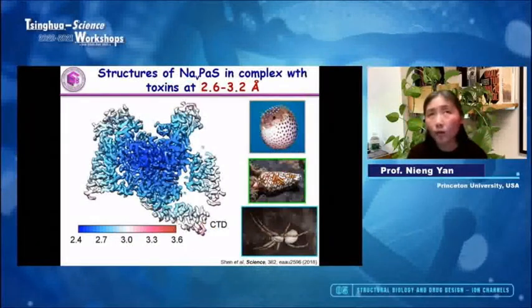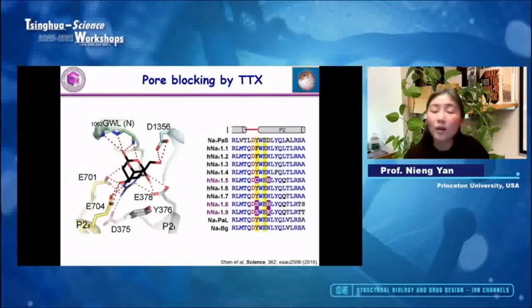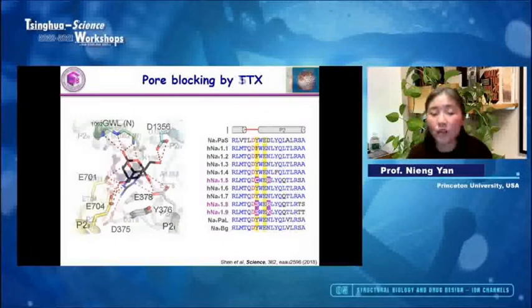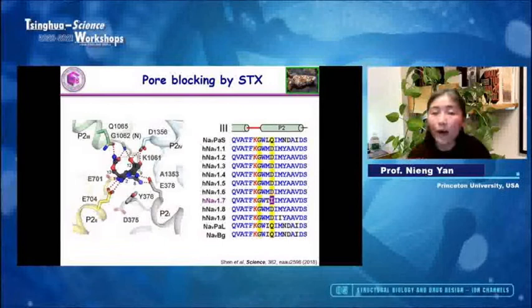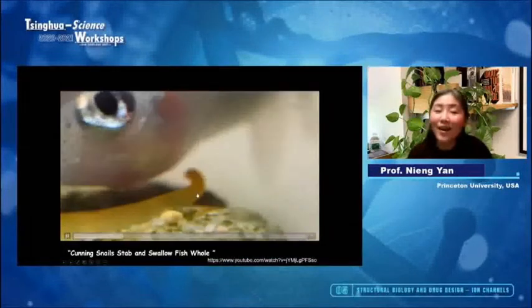There are two prototypical small molecule inhibitors, tetrodotoxin and saxitoxin. They are actually the two molecules used to characterize sodium channels. Just to cut the long story short, we were extremely happy that cryo-EM is so powerful that it allowed for the resolution of small molecules like TTX or STX. These structures clearly illustrated why some sodium channels can be resistant to these small toxins. And another type of toxin is peptide toxin.